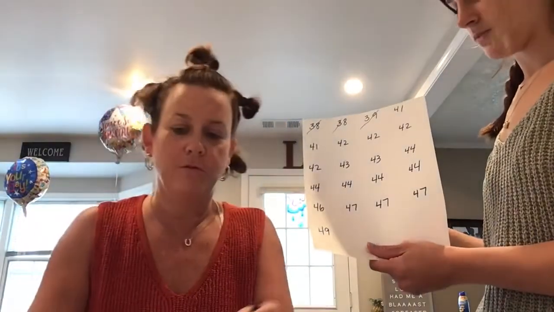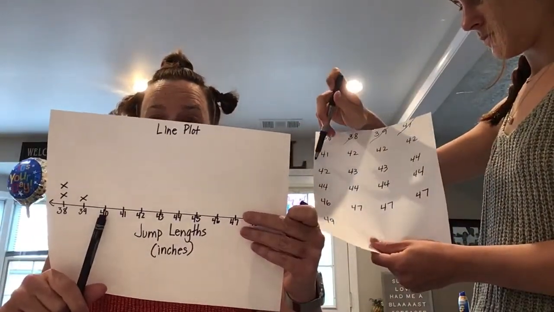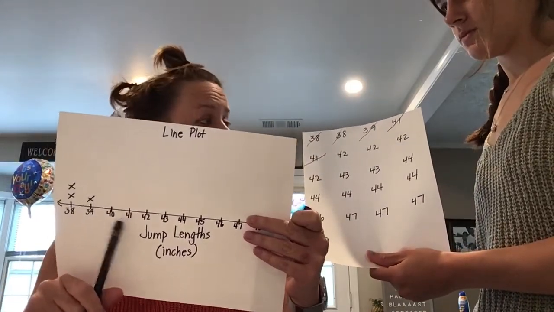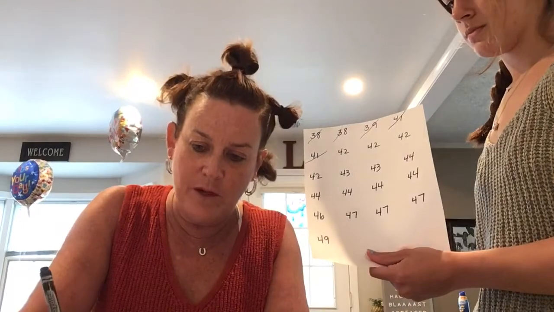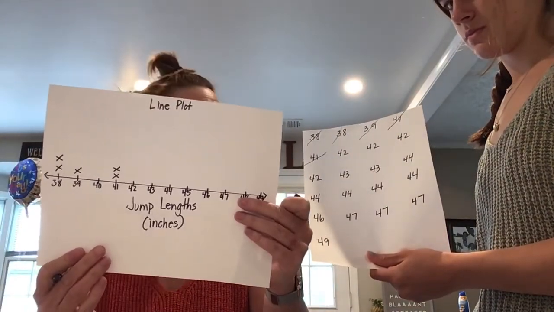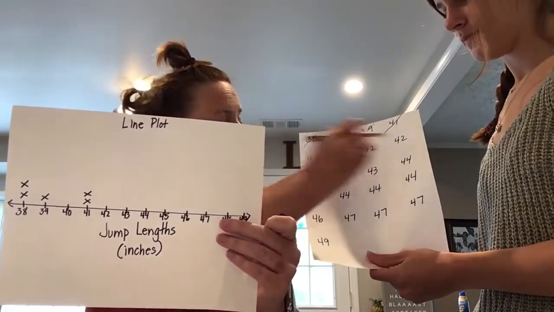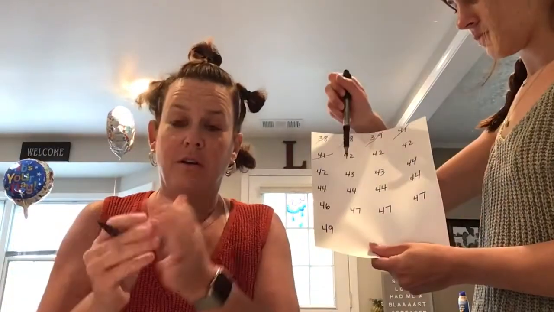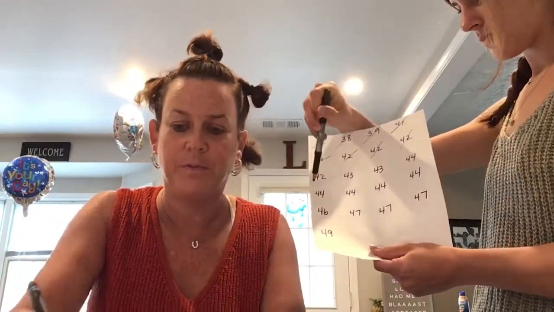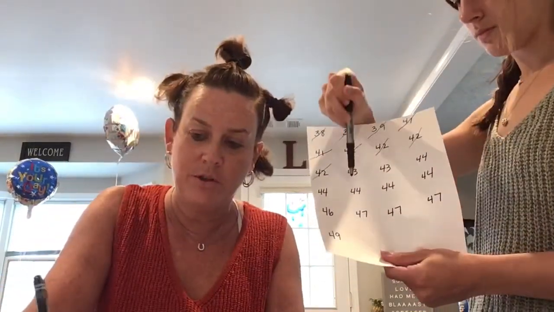I see two 41s, so look, there's nothing on the 40, so I'm skipping that completely because there's no pieces of data for 40, so I just don't put anything there. 41, we said there's two, so I put an X for each piece of data going up. 42, there's four of them. 1, 2, 3, 4. So I put 4 X's above the 42. 43, there's two of them, so I put 2.